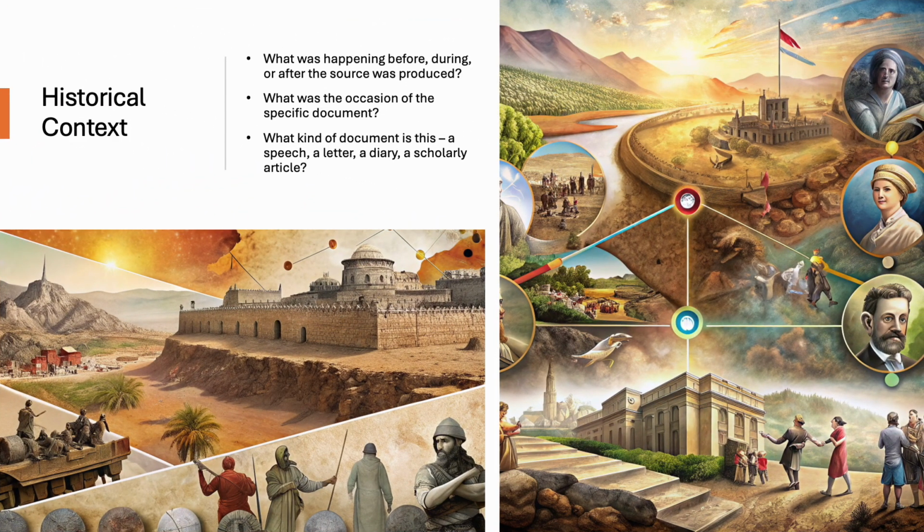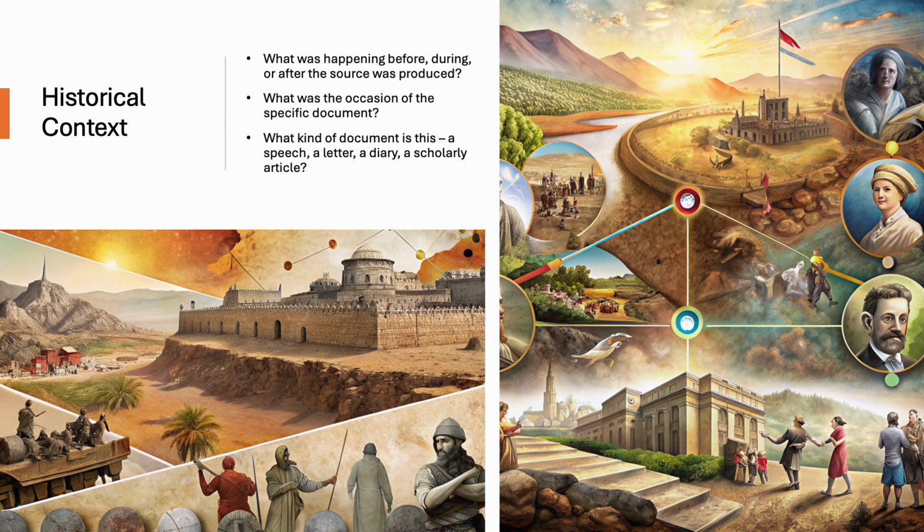First, think about the historical context. What was happening before, during, or after the source was published, right? What is going on in the world in the specific location in that time period? What are the overarching historical developments or trends that shaped this source, right? Historical sources don't come out of nowhere. They're written in a particular time and place. What was going on in that time and place that is shaping the source?